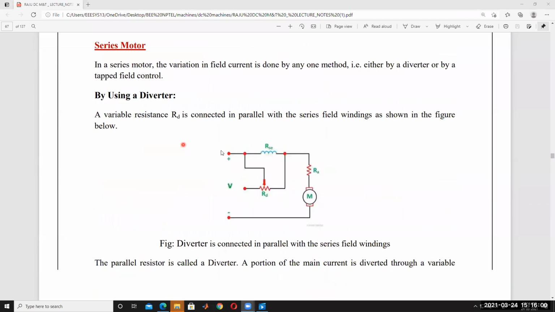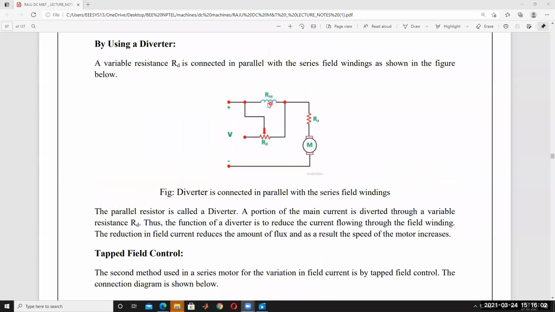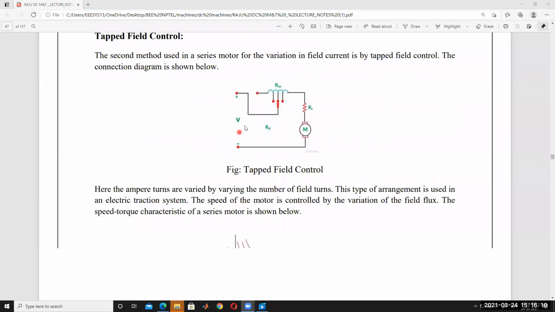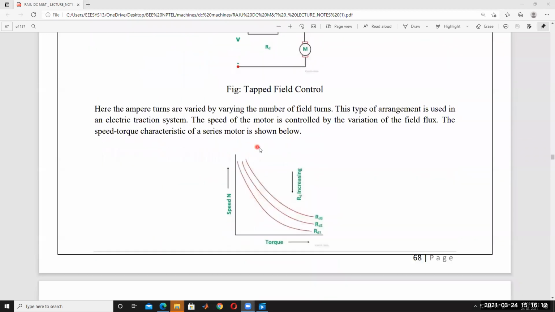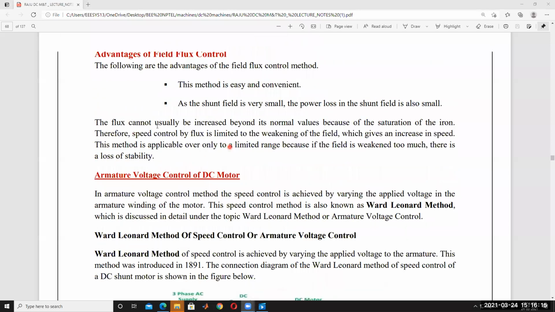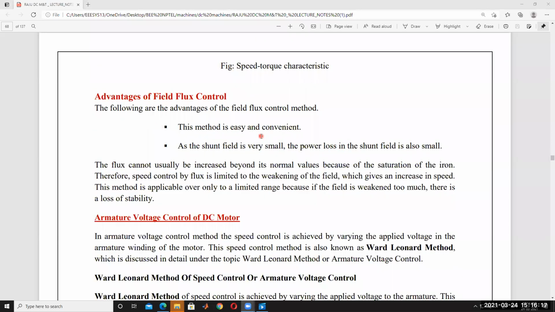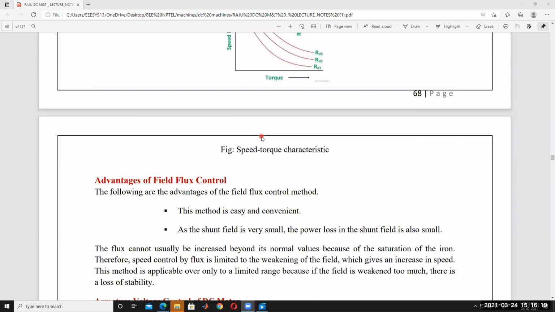And in a series motor also, the field winding is in series with the armature winding. That's why some amount of current is diverted to this resistor, and that's why the field can be controlled. That is for the series motor. Okay, like this. These are the different types of speed control methods of DC motors.